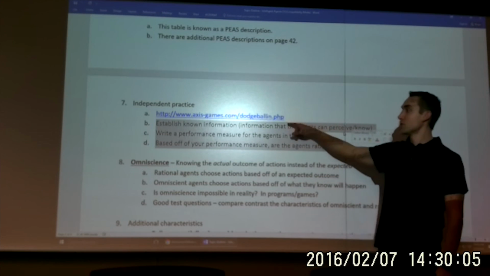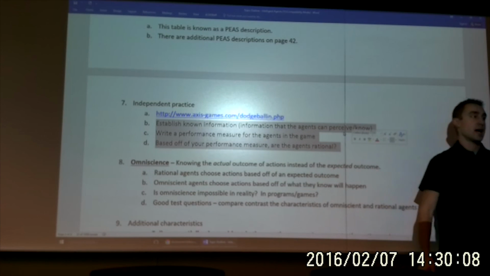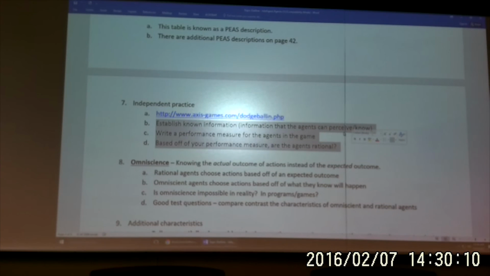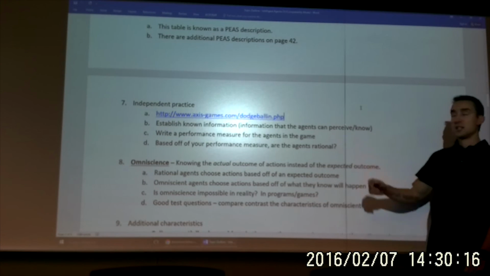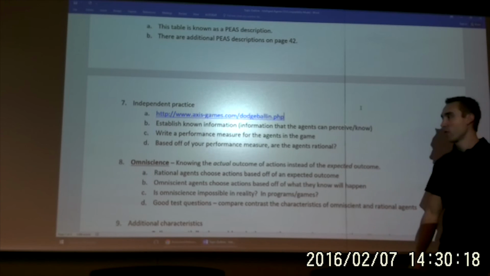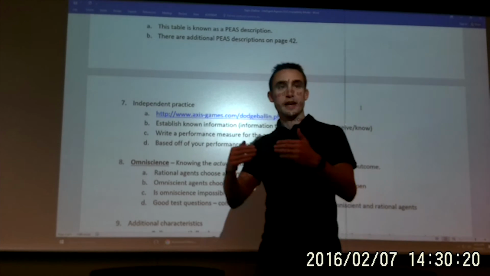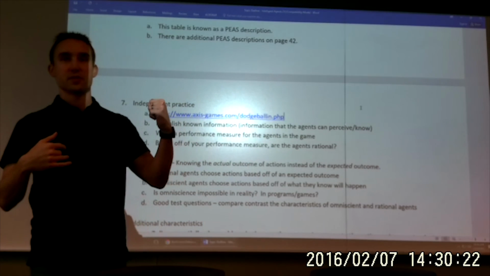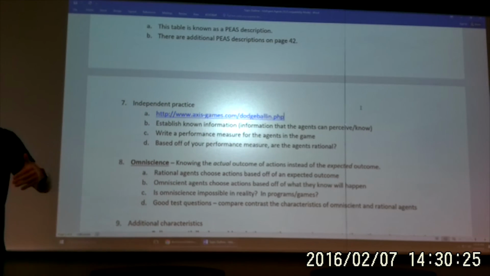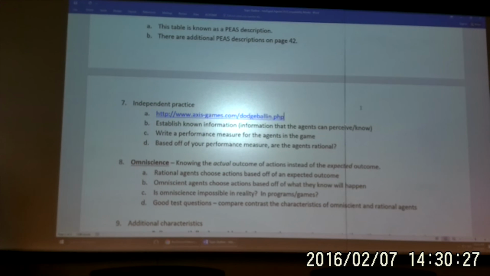Now, here's what I want you to focus on. So the first thing is we need to establish known information. Information the agents can perceive or know. Write a performance measure for the agents in the game, and then based off of the performance measure, are the agents acting rationally? That's what we're going to do with this. You can't answer this because we haven't seen it yet. But as you watch the agents, keep that stuff in mind. This is what we're going to be doing.